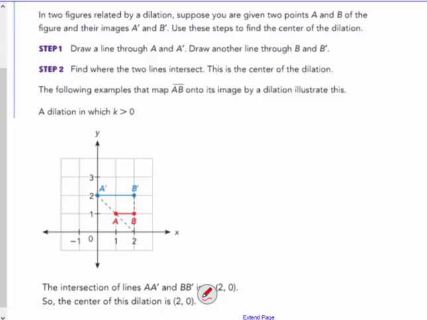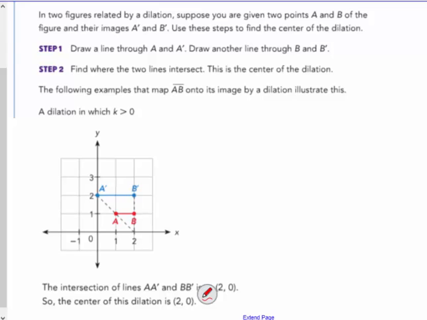Draw a line through A and A's image. Draw another line through B and B's image. Find where those two lines intersect. This is the center of dilation. The following examples map AB, the red that you see here, onto its image, the blue, by a dilation. This illustrates this, a dilation in which K was greater than 0. So my AB got larger.